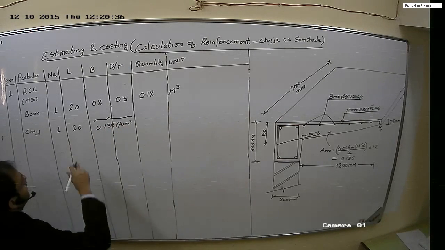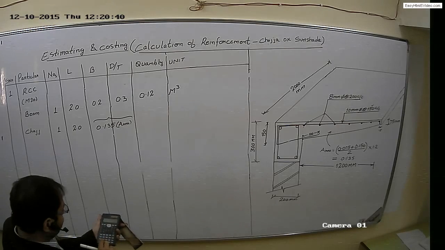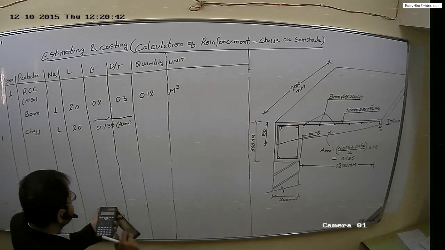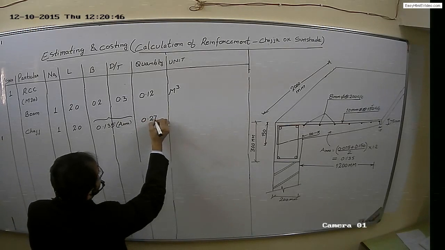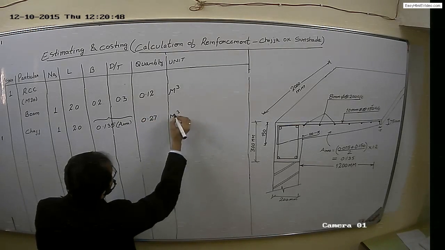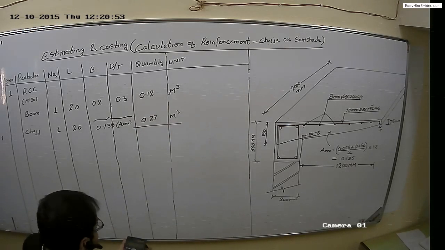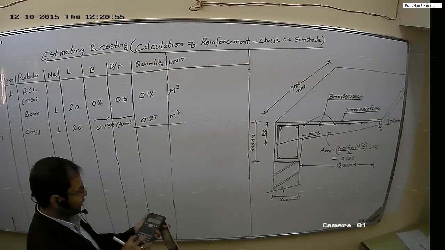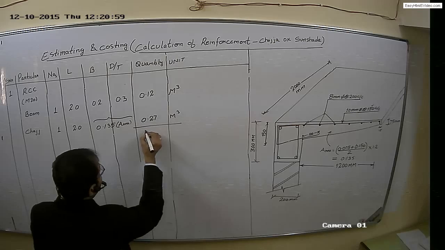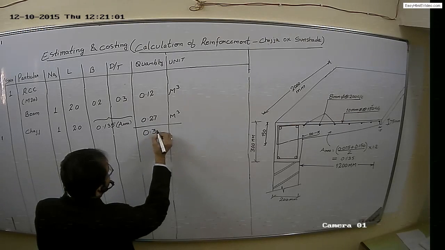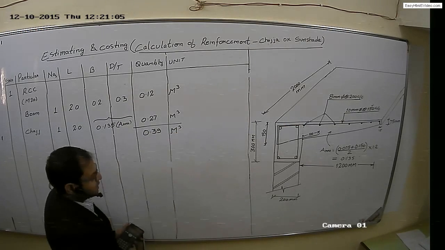So, area multiplied by length will give the cubic unit. So, 2 into 0.135, which is equal to 0.27 m cube. This will be the quantity of RCC M20 grade of concrete. So, 0.12 plus 0.27, which is equal to 0.39 m cube. This is all about RCC.